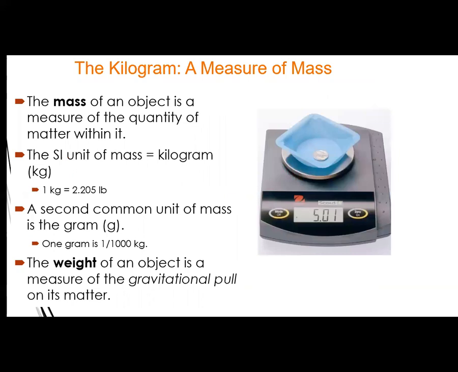And so the mass of an object is telling us how much material there is. That's what mass is measuring. It's how much stuff there is there. It's not the same as weight. Weight has to deal with the gravitational pull, so what's pulling down on it.